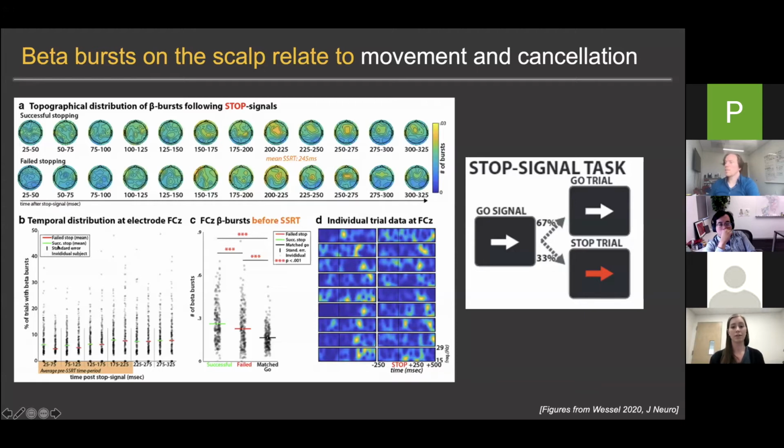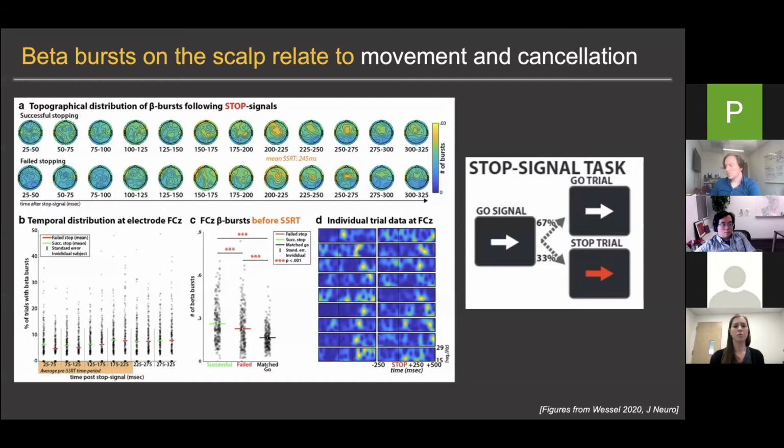When he quantified the beta burst rate of frontocentral beta bursts during stopping, he found that not only were beta bursts increased in the time periods following the stop signal leading up to SSRT, there was a greater beta burst rate at all time bins for successful stops compared to failed stops. And when he quantified the total number of beta bursts between stop signal onset and SSRT, he found that successful stops on average contained a greater number of beta bursts compared to failed stops or match goes.